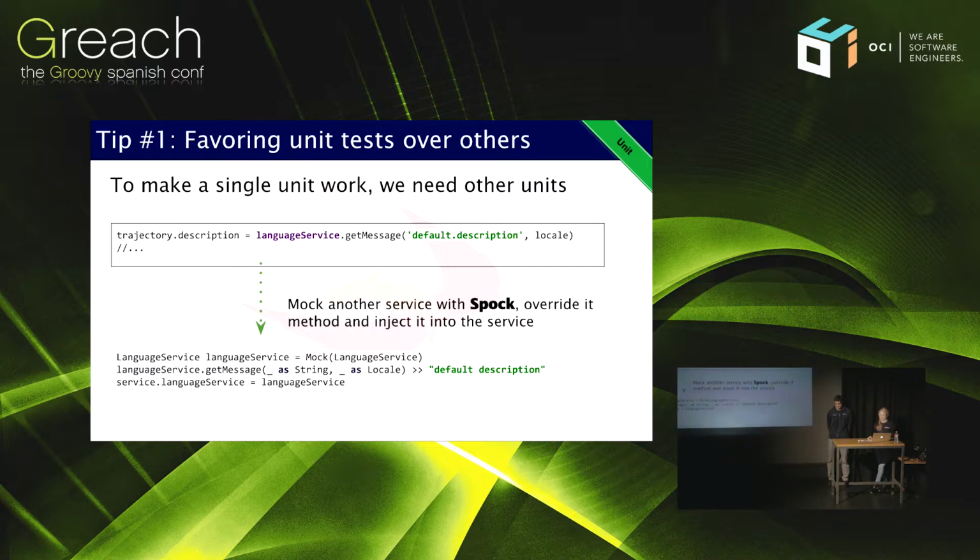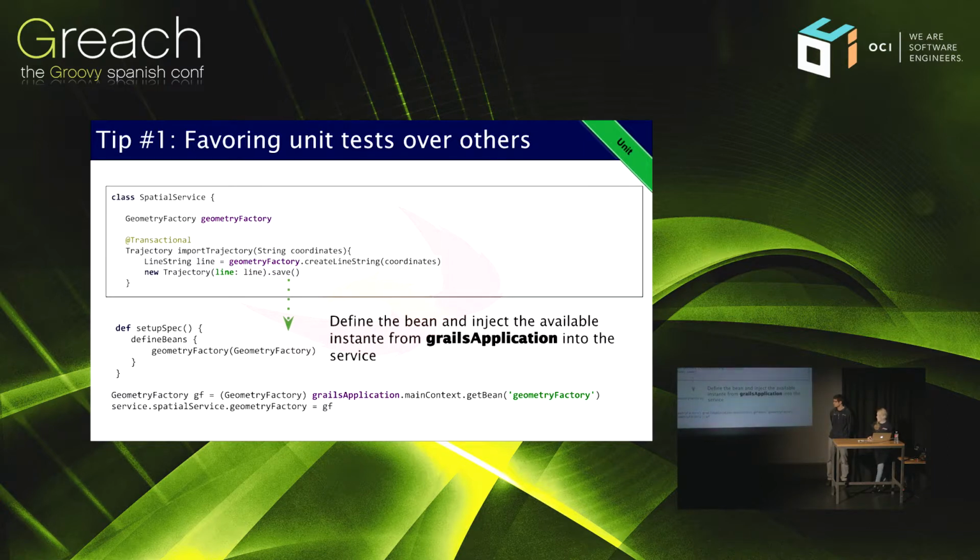Moreover, we can override the method, especially when the method that is collaborating doesn't have any special logic we want to test here. This can be achieved in many ways. In this case, we are using the mock implementation with Spock. And finally, the last step to make our unit test work is to make the bean used in the mock from the other injected service work, using the define beans method again.